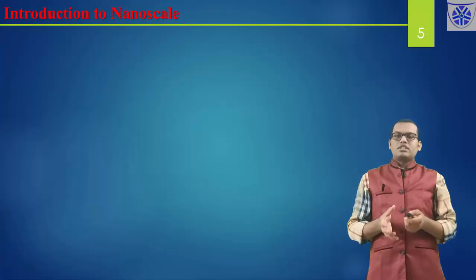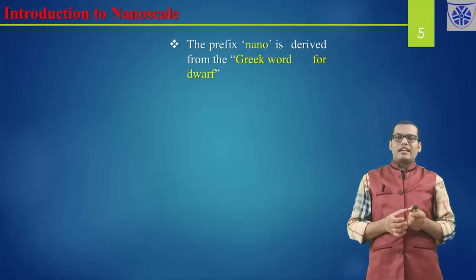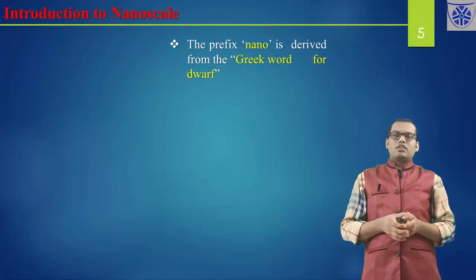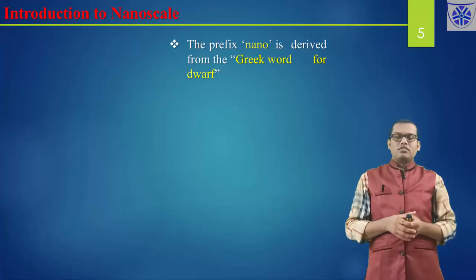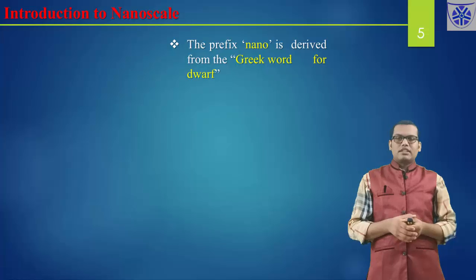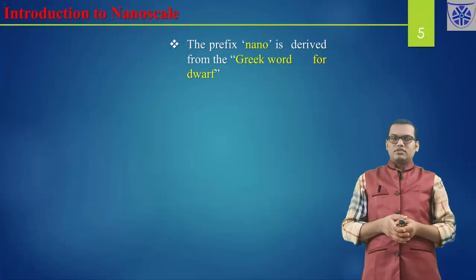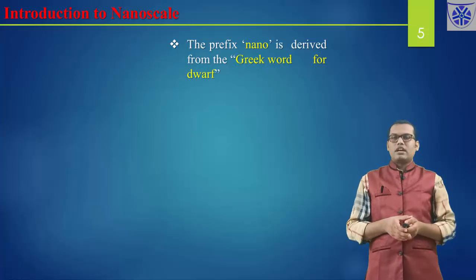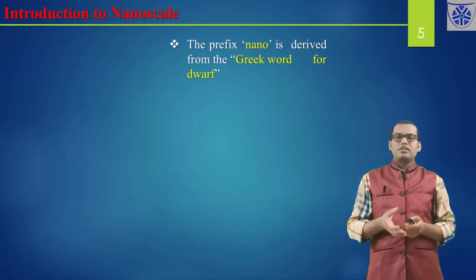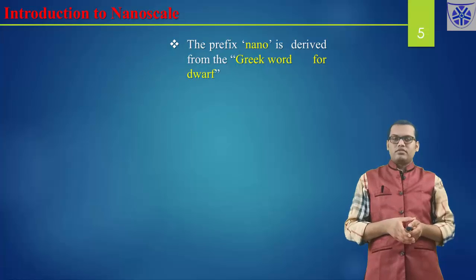Coming to the introduction to nanoscale, the prefix nano is derived from the Greek word for dwarf. Dwarf means small size. If you have watched the film Zero, where Shah Rukh Khan acted as a small man, that is kind of a dwarf. Dwarfism is also a condition where the height of a man or woman is much less. That is called dwarf.